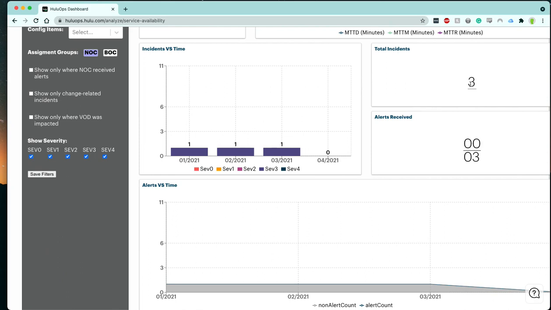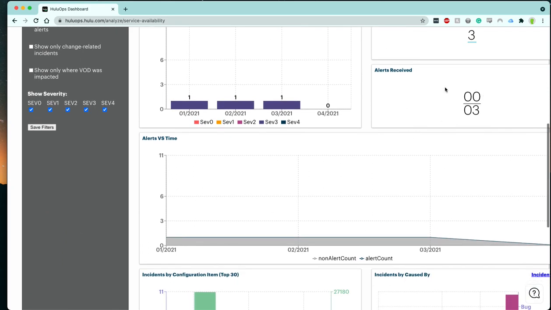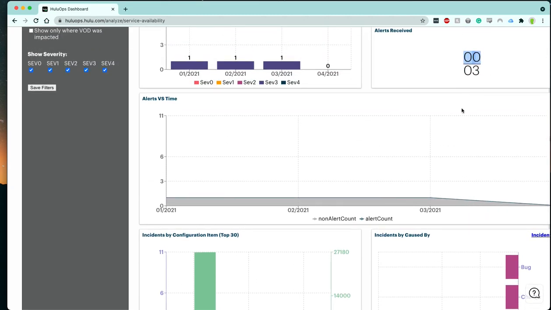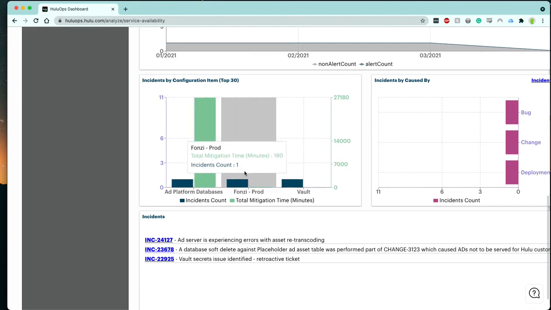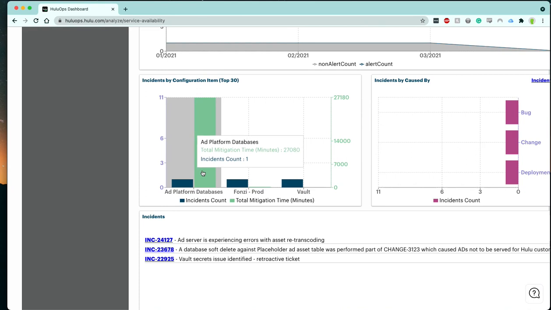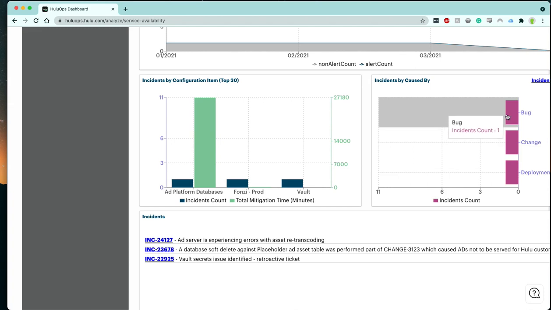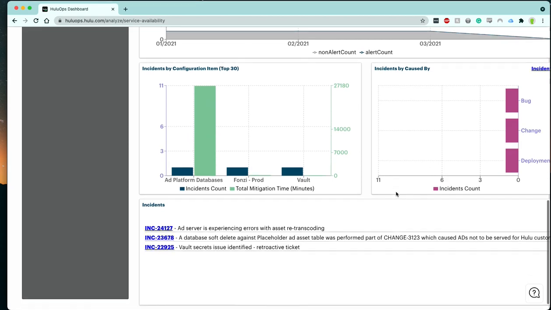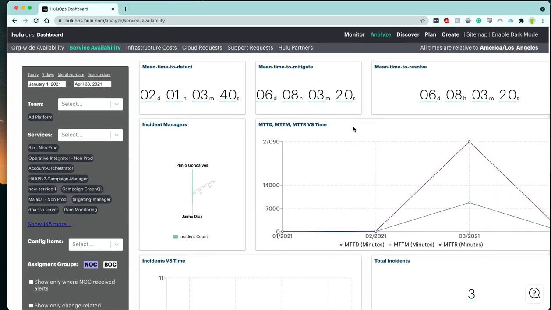So there's a total number of 3 incidents. The NOC was not able to detect these incidents because they didn't receive any signal that something was wrong. And so most likely these were customer reported. We can actually get down into this. So this big incident was the ad platform database. You have Fonzie and Vault. One was related to a bug, one related to a change, and one related to a deployment. So you can get a little breakdown on your service or your team. And this is all pulling from Yellow Pages.